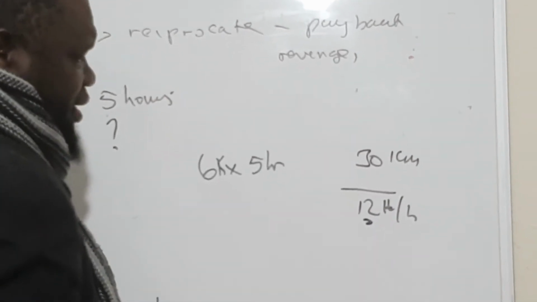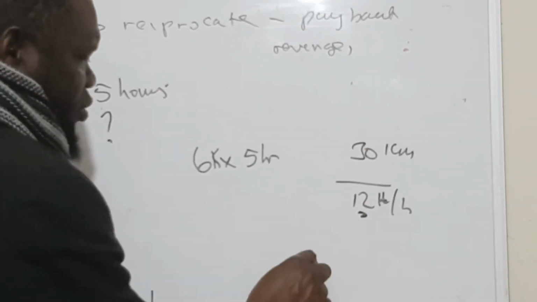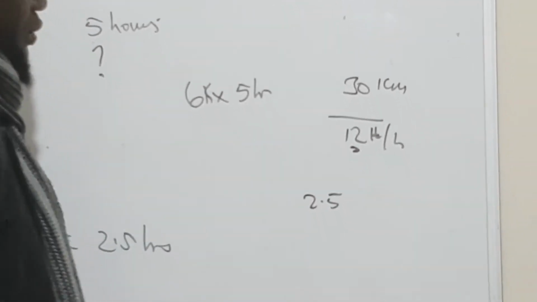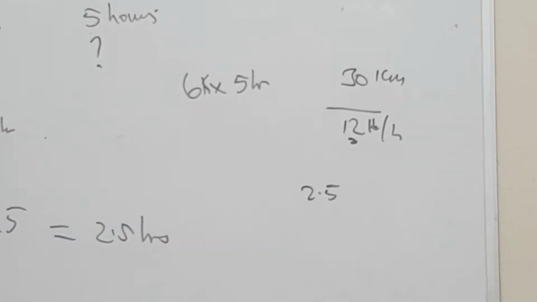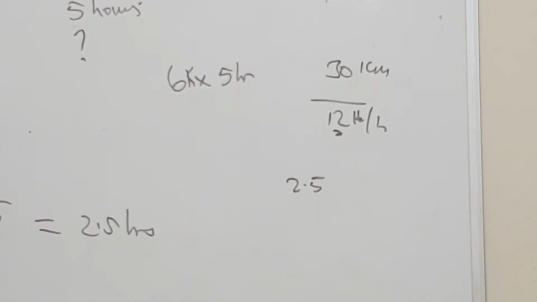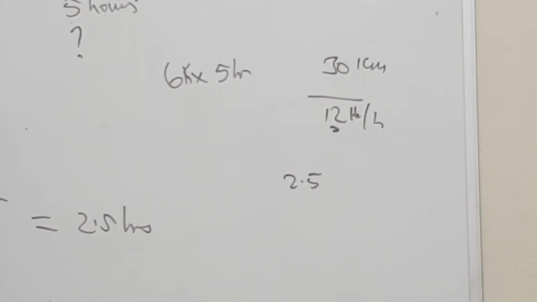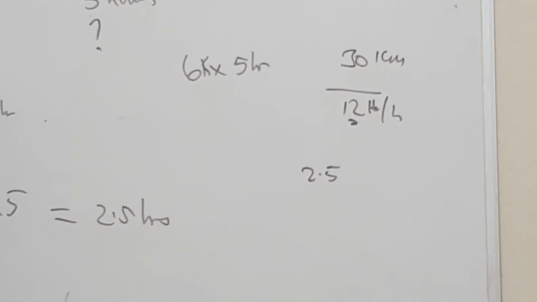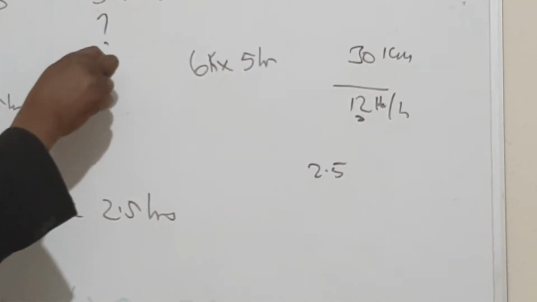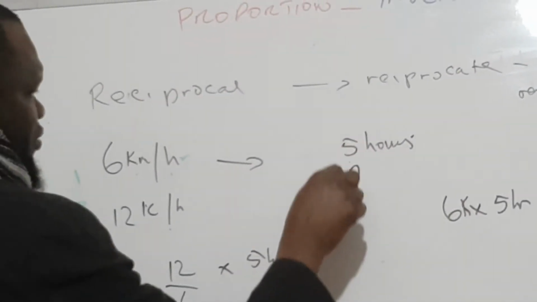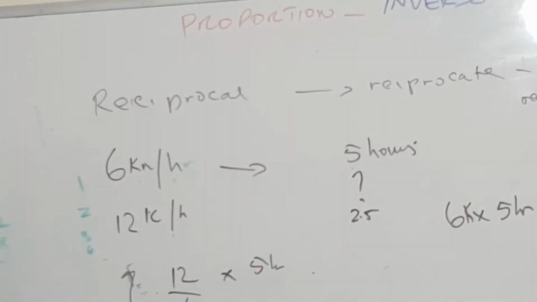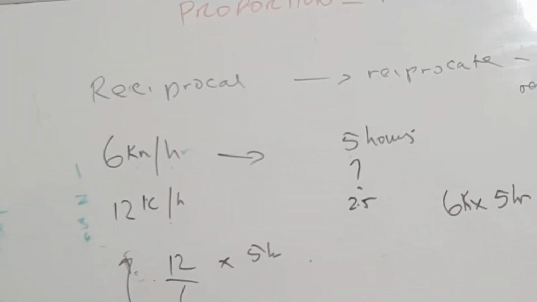Yes, in 12 hours. So that is 2.5, meaning half. If you increase his speed to 12 kilometers per hour, he would have traveled all that by half of this time. Half of this time, 2.5. This is called inverse proportion.